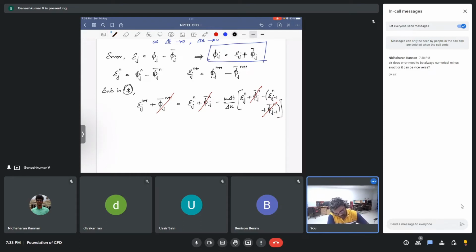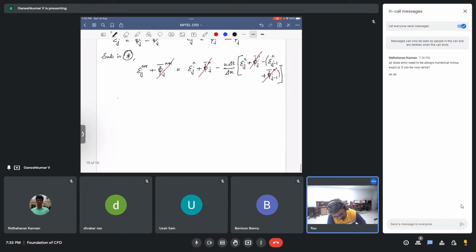So the resulting equation would be epsilon j at n minus u delta t by delta x times epsilon j at n minus epsilon j minus 1 at n. Right, this is the error equation we have.